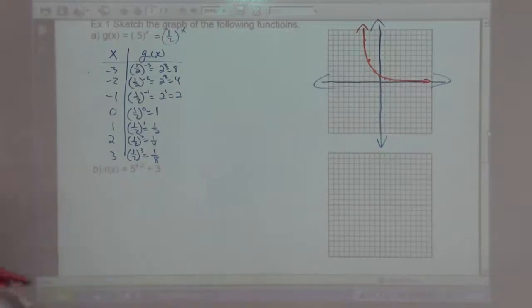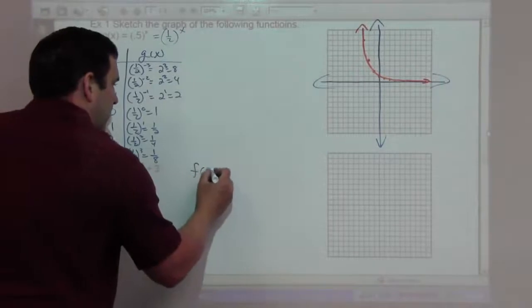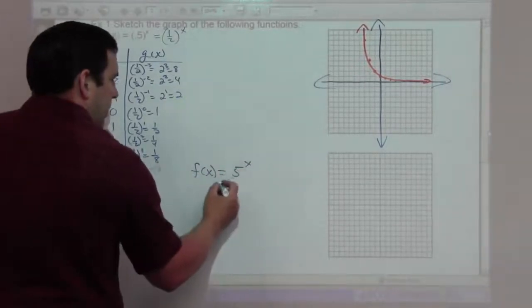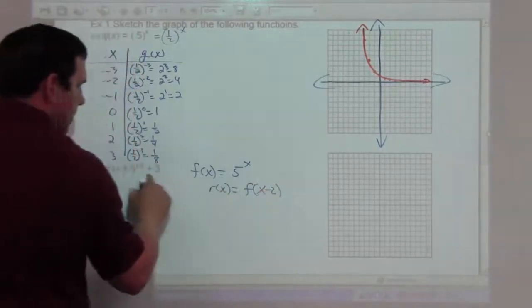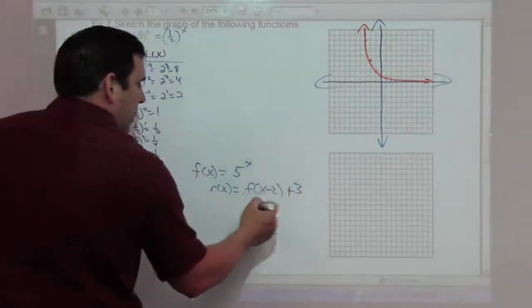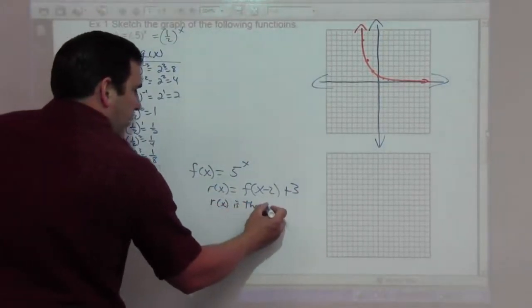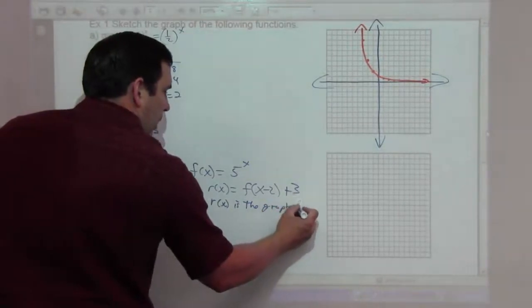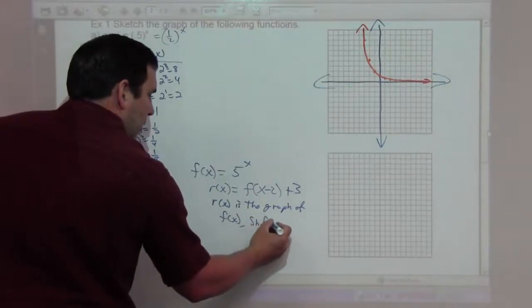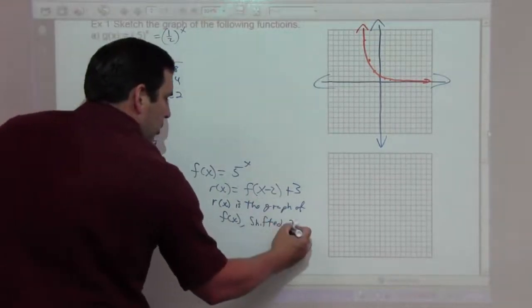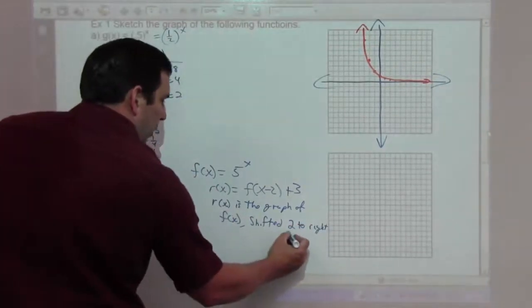Now in our next one, we could think of r of x as a shifted function. So if we said f of x is 5 to the x, r of x would be f of x minus 2, because it's minus 2, then plus 3. So r of x is the graph of f of x shifted 2 to the right and 3 up.